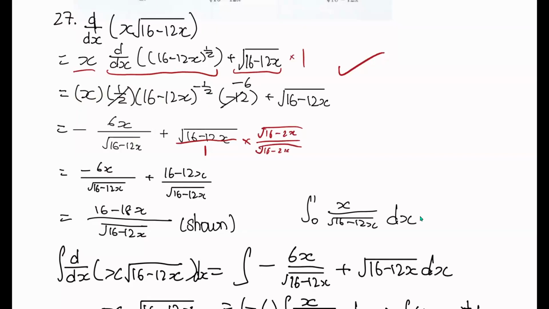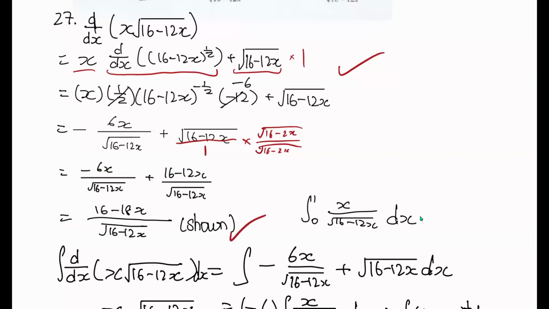From there, you get the same denominator. Square root times square root, they will essentially become the square of that square root. They cancel away, you're left with 16 minus 12x. Good. Then from there, you add together, you get minus 6x plus 16 minus 12x, you get 16 minus 18x. Very good. So that is shown, right?